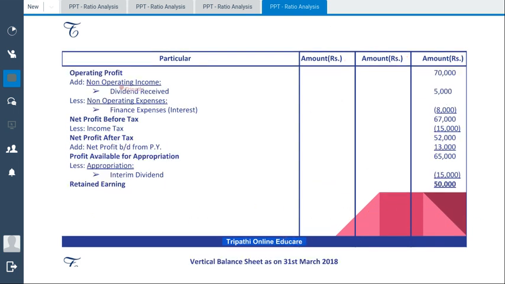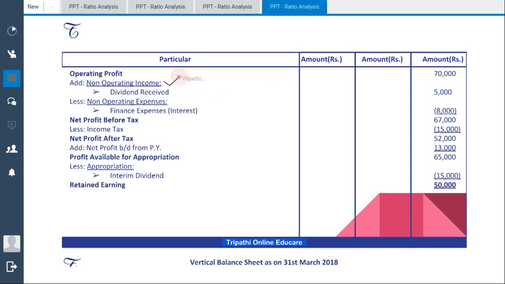Right? Then to this operating profit, we will have to add non-operating income, that is dividend received. So we have added dividend received to operating profit, less non-operating expense, that is finance expense, interest, 8,000. So we got net profit before tax. So our net profit before tax is 67,000. From this we will subtract income tax 15,000. So we will get profit after tax, which is 52,000.